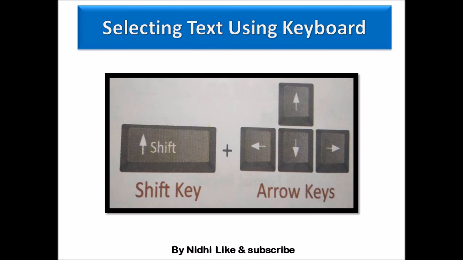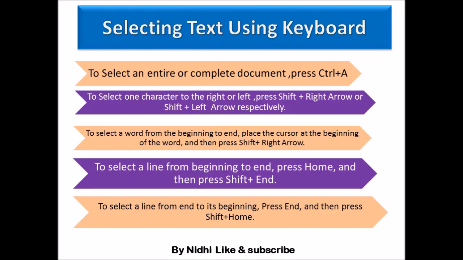Okay, so if you want to select the complete document from the keyboard, not with the mouse, then just press Control and A. You have to press both keys together. If you are pressing just Control, you are not able to select. If you are just pressing A, you are not able to select. Just press Control and A together.